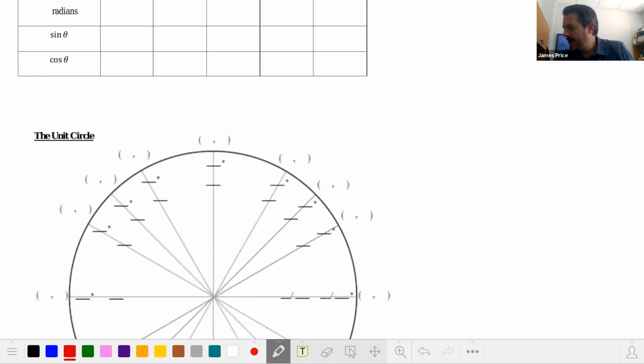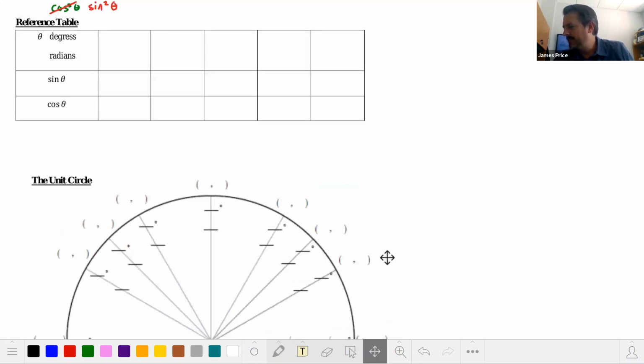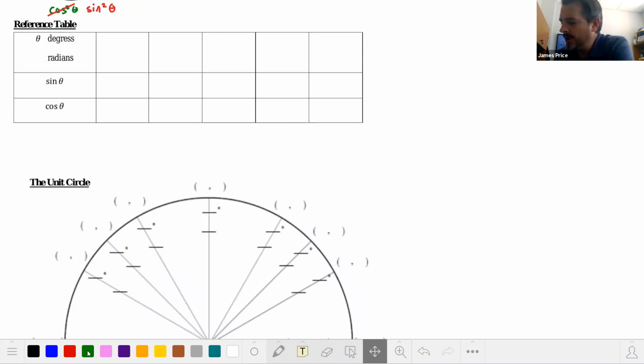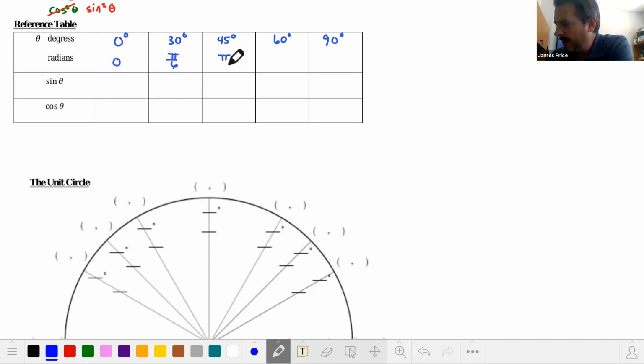And so for the reference table, I have this basically memorized, and we need to know the basic reference angles here in degrees and radians. So in degrees, it's 0 degrees, 30 degrees, 45 degrees, 60 degrees, and 90 degrees. And in radians, it's 0 radians, pi over 6 radians, pi over 4 radians, pi over 3 radians, and finally pi over 2 radians.